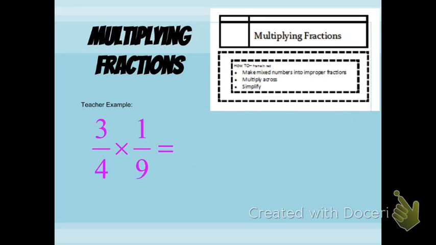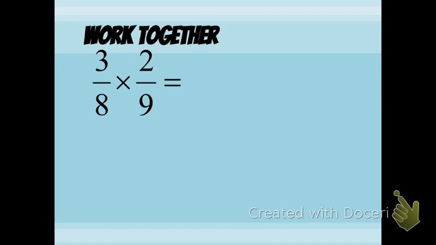So let's go to the next page. 3/8 times 2/9. Okay? So do this with me on your paper while I do it here. So 3 times 2 is? 6. And 8 times 9 is? 72. Let's check and see if it can reduce. We'll make the cake. 6 and 72.